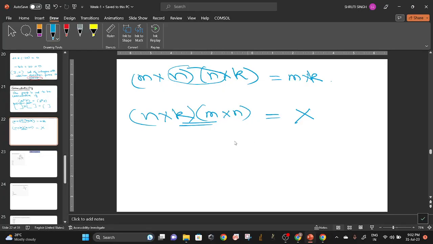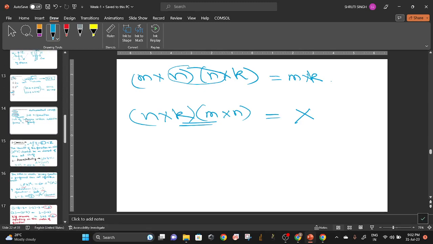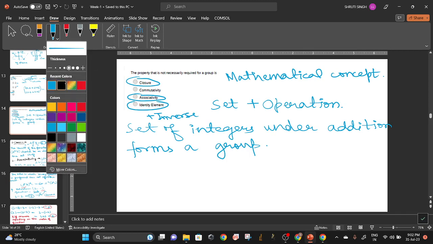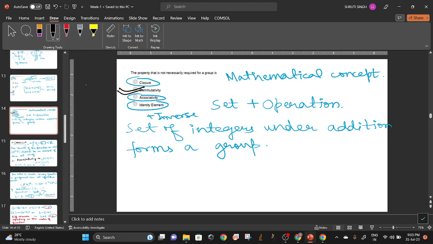Okay, I think it's time now. I will wrap it up here. So the answer to this question will be B1. Commutativity is not required. It can be there, it cannot be there, it does not matter.